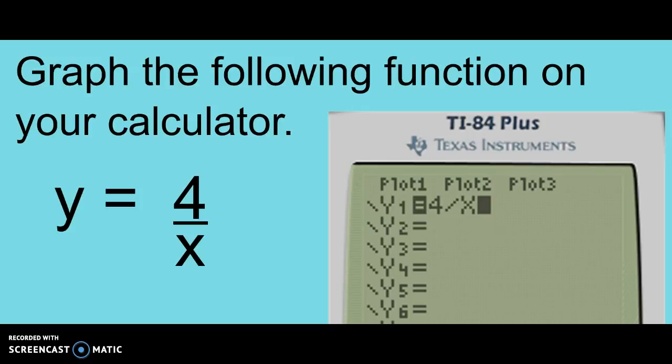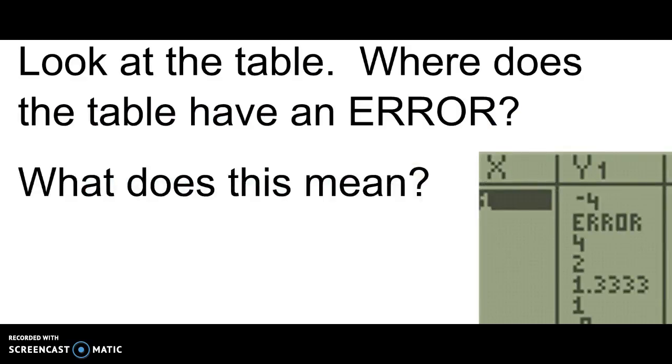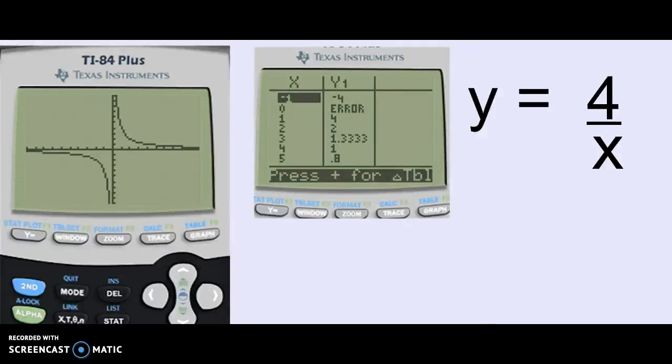So take a minute and plug it into your calculator. And then we'll look at what the graph looks like right now, okay? Your graph should look like that on your screen. And if you look at where you're going to have an error sign, you should have an error wherever you're going to have a 0 in the denominator of your graph.